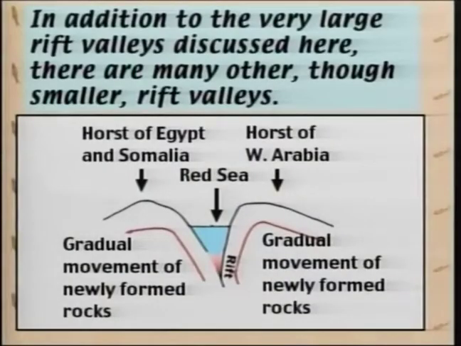Here is a diagram showing that example of the Red Sea Rift, whereby you have the Red Sea itself and the rift in which the Red Sea lies, and on both sides of the Red Sea you have the horst of Somalia and the horst of Western Arabia. In the area where the Red Sea lies, there is only one fault line, and along that fault line, the central part which has been depressed is where the Red Sea lies, and the two uplifted areas on both sides are the horsts.